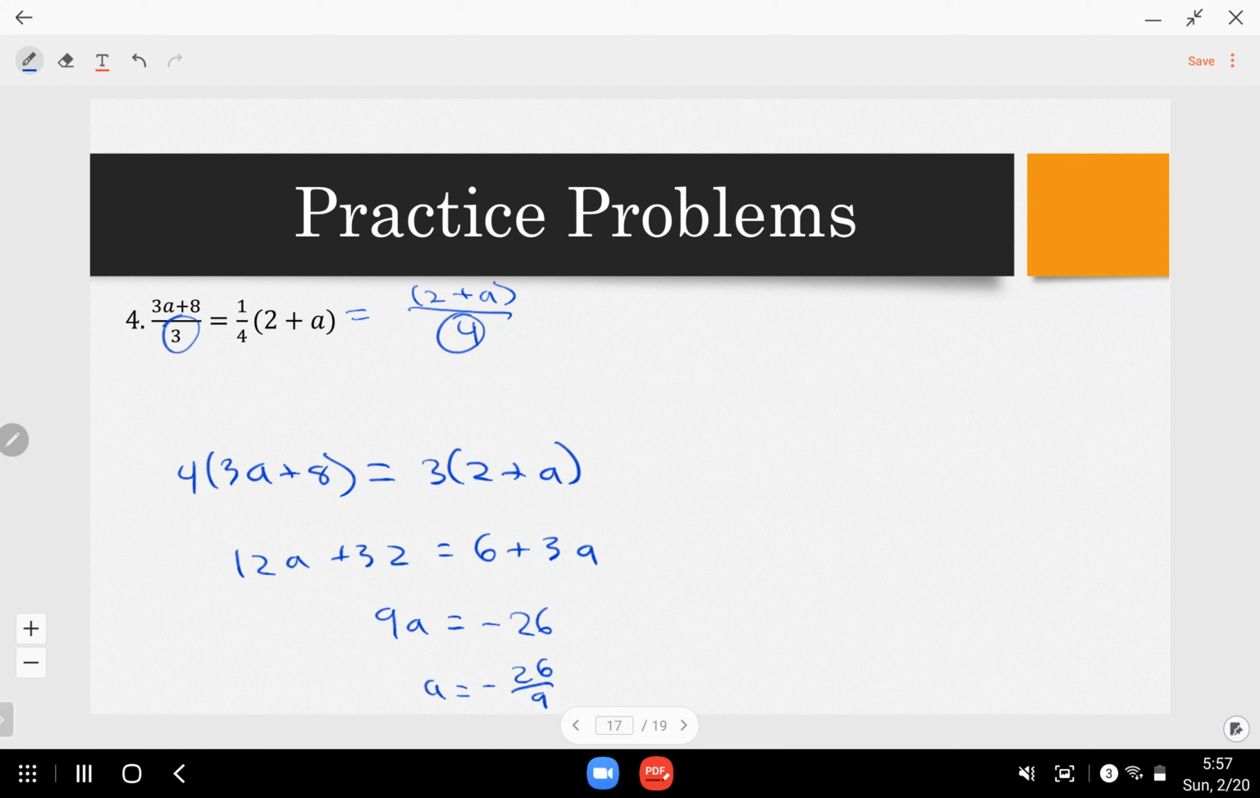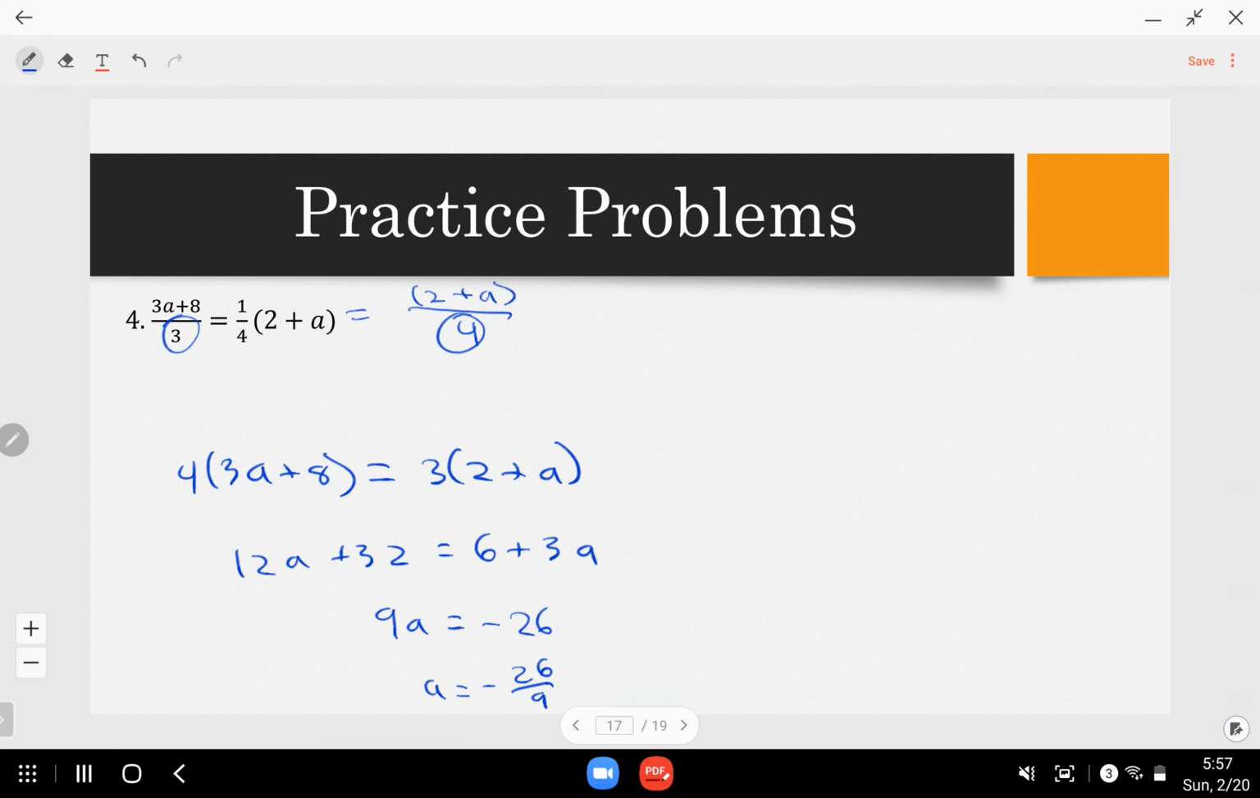Did I do something wrong? I think I did. So if you multiply 3a plus 8 over 3 by 12, then the 12 and the 3 cancel out. So you get 4 times 3a plus 8. And then you get 3 times 2 plus a. So then you distribute the 4. You get 12a plus 32. And then 6 plus 3a.